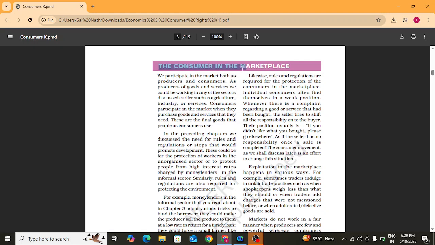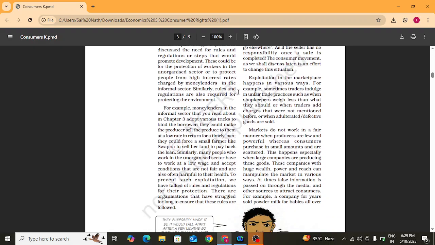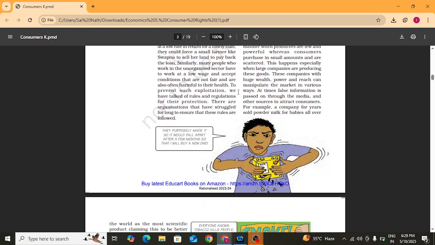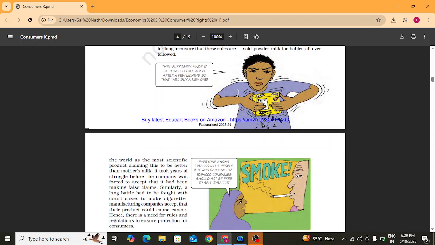This is basically the introduction of who are consumers and buyers and sellers, the basis of economy. All of this is talked about in this part, so I will not go so much into detail into this part. We'll just look at some cartoons and caricatures to understand what is going on.